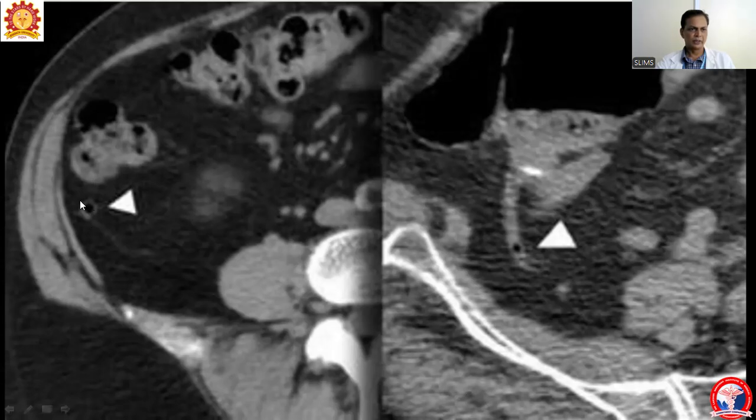Here we are seeing an air-containing, small, well-defined, thin-walled appendix, which is normal. Here also we are seeing a normal appendix. This is in a different oblique plane. This is a normal appendix. The fat around it is uniform and of normal fat density. See the next image.